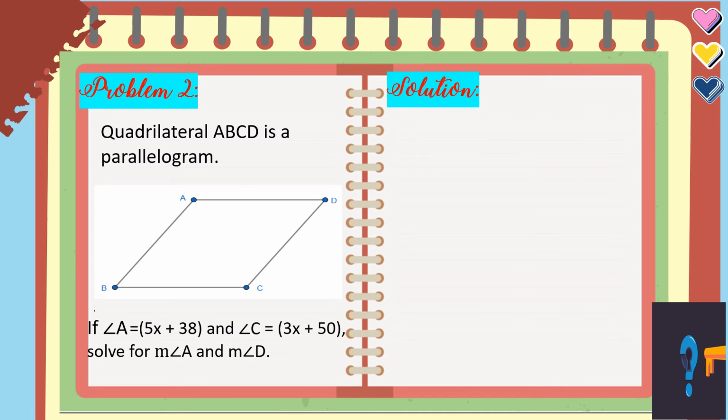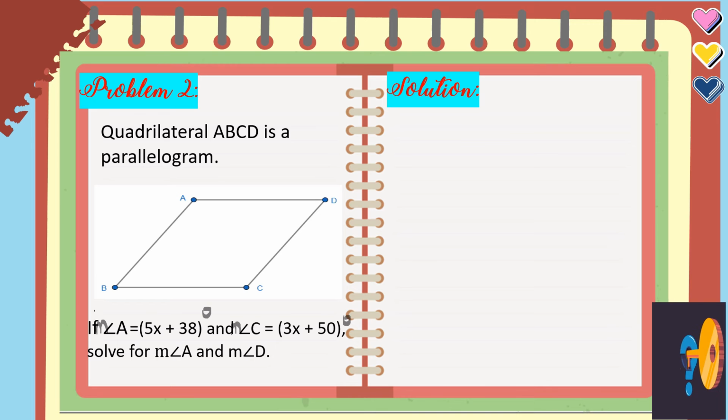Again, the given is quadrilateral ABCD is a parallelogram. If the measure of angle A is 5x plus 38 degrees and the measure of angle C is 3x plus 50 degrees, solve for the measure of angle A and the measure of angle D.